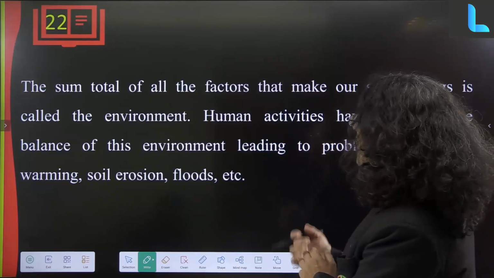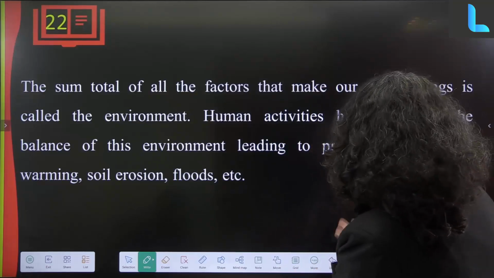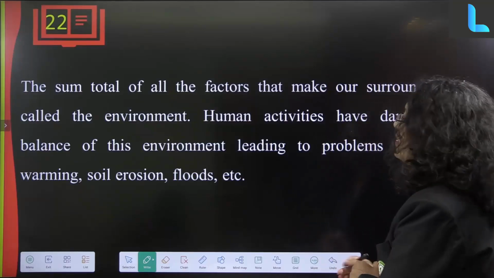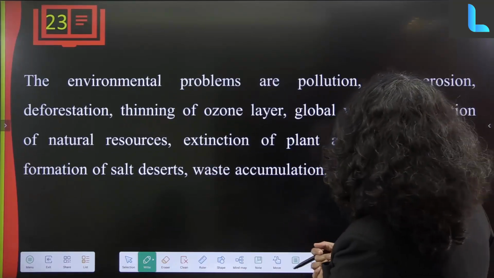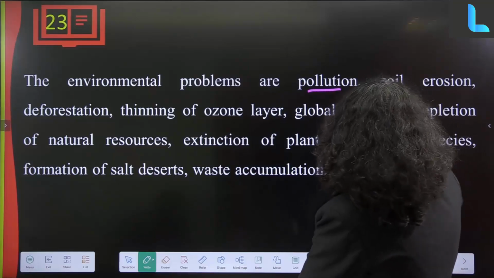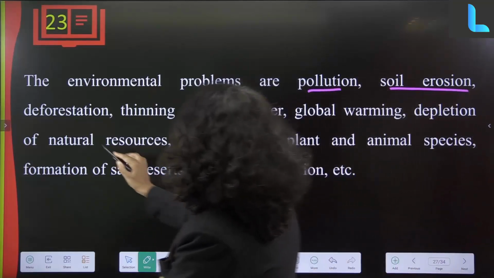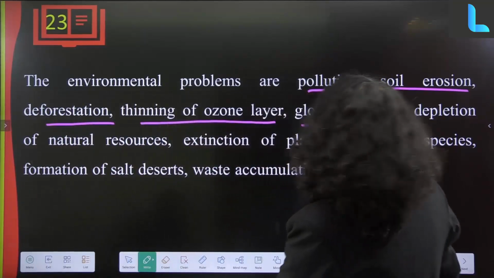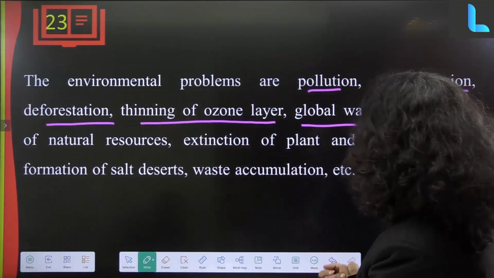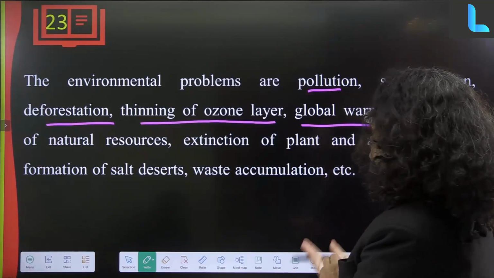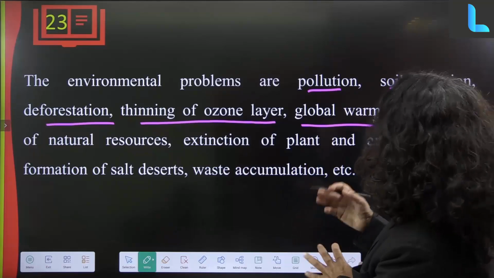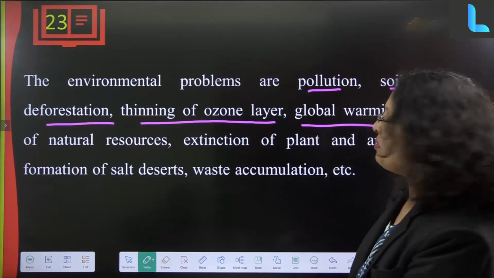The sum total of all the factors that make up our surroundings is called the environment. Human activities have damaged the balance of this environment, leading to problems like global warming, soil erosion, floods, etc. The environmental problems are pollution, soil erosion, deforestation, thinning of ozone layer, global warming, depletion of resources, extinction of plant and animal species, formation of salt deserts and waste accumulation. So these are all the environmental problems.